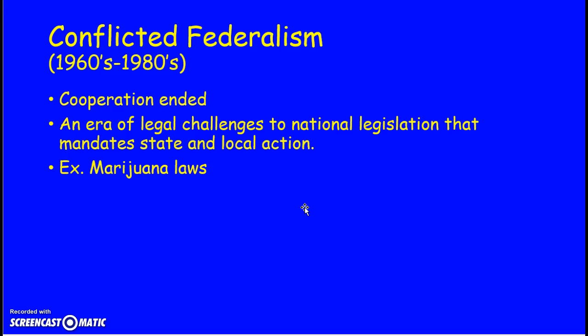We talked about an example of that in South Dakota with the drinking age being 21. That was challenged, but the federal government reigned supreme on that one.